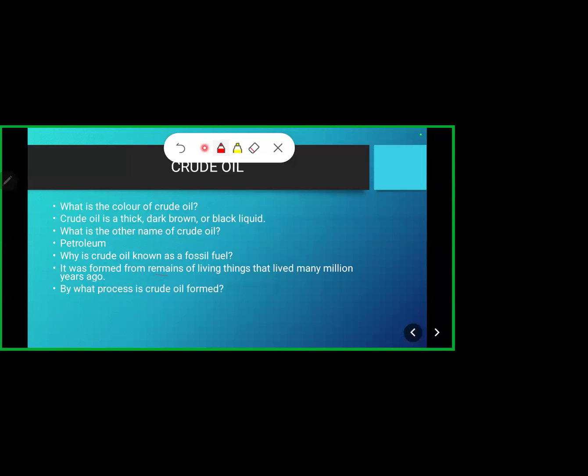Personally, I wanted to add on something to our question before. I think we should include that crude oil, being a fossil fuel, is also burnt to produce energy. Okay, thank you for that suggestion. Because fuels are mainly burnt to produce energy.